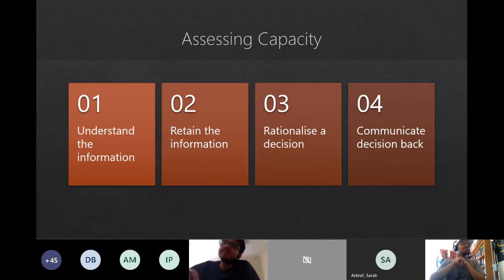But remember that there are 4 steps to assessing capacity: understand, retain, rationalize, and communicate. If someone can't do any one of these stages, they automatically don't have capacity. And before this, there's assumed capacity. So there needs to be a trigger to push you to do a capacity assessment, and then you do this. Otherwise, it's just generally assumed. So those are the 4 steps of assessing capacity.